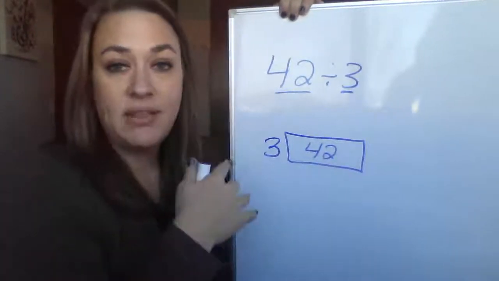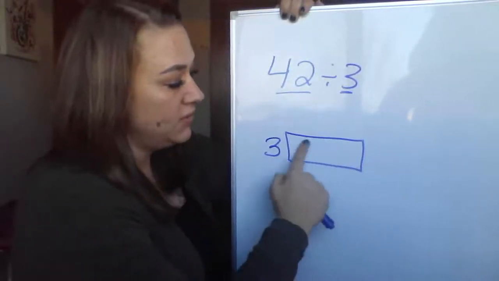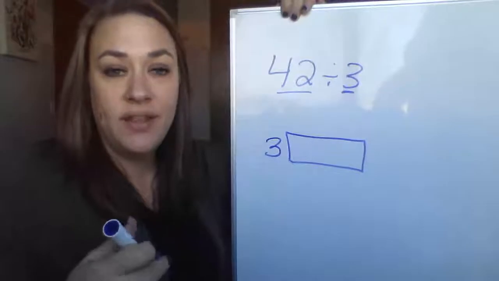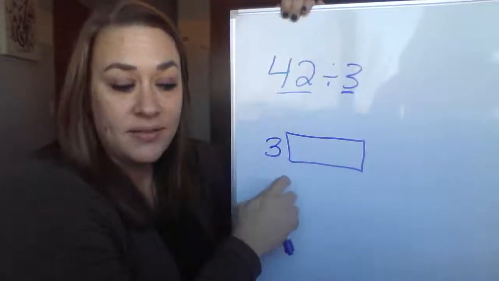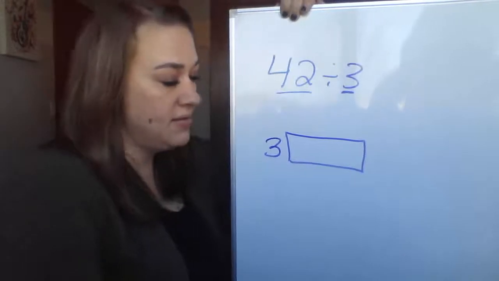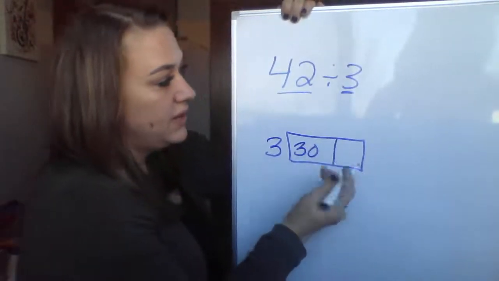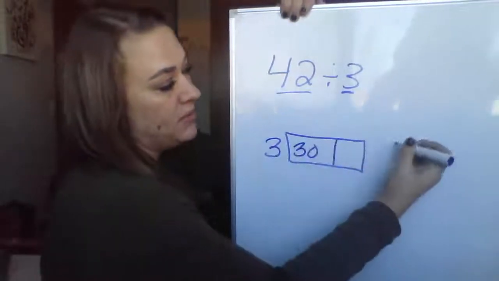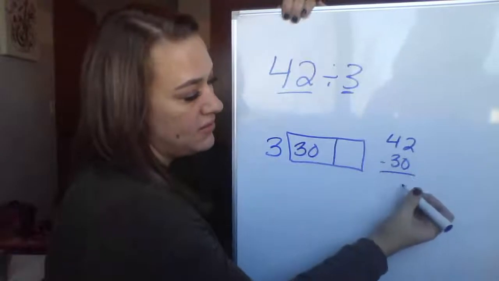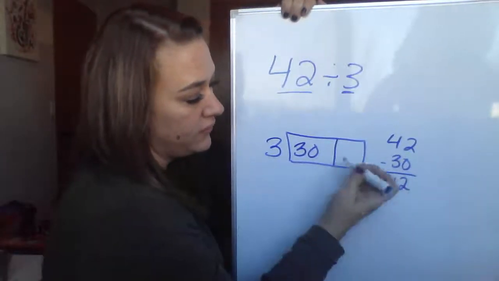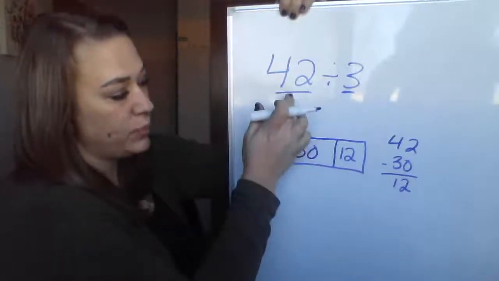But here's how we can make this a little bit easier for us to divide. So instead of 42, I always like to start with tens. So 3 times 10, right? So 3 times 10 would give us 30. And then what's left over? So we would take 42 minus 30. That's going to give us 12. So 30 and 12 give us that 42.